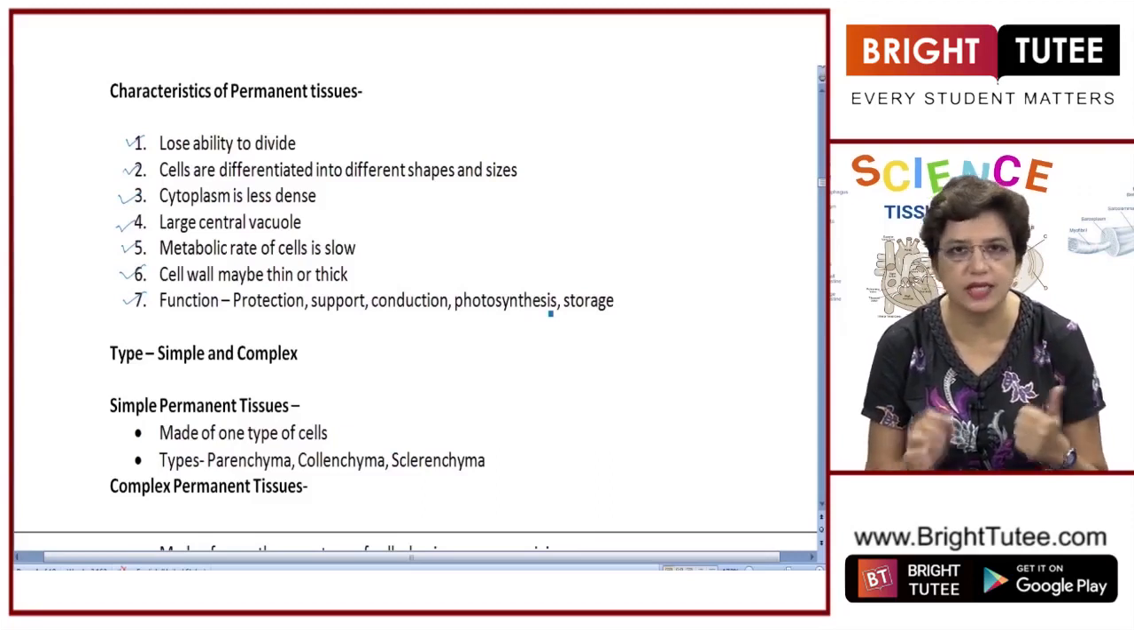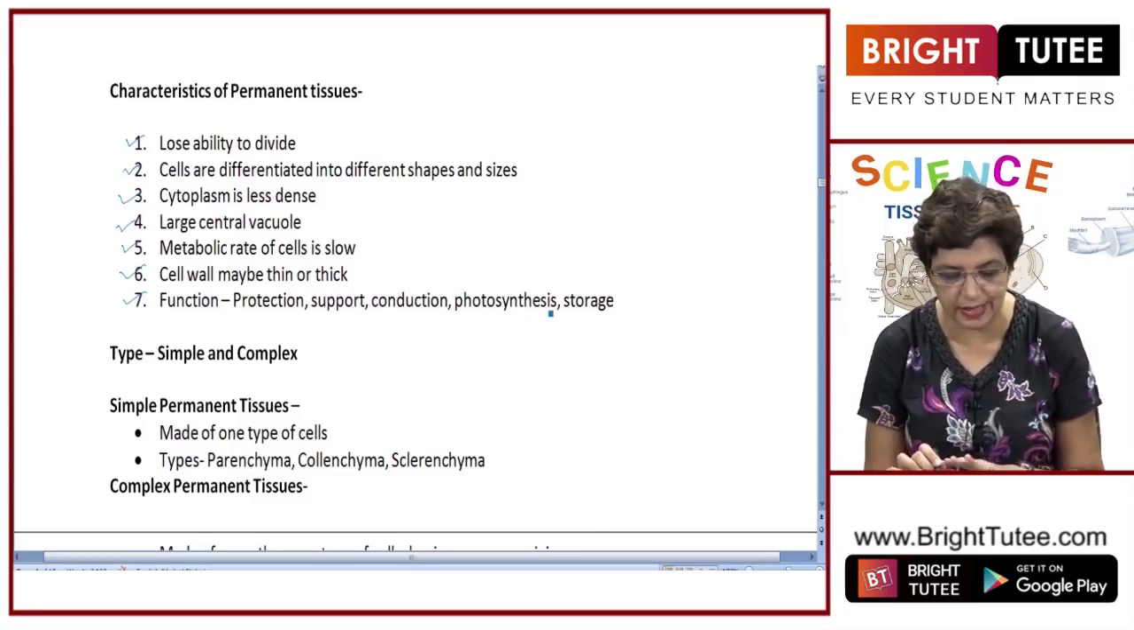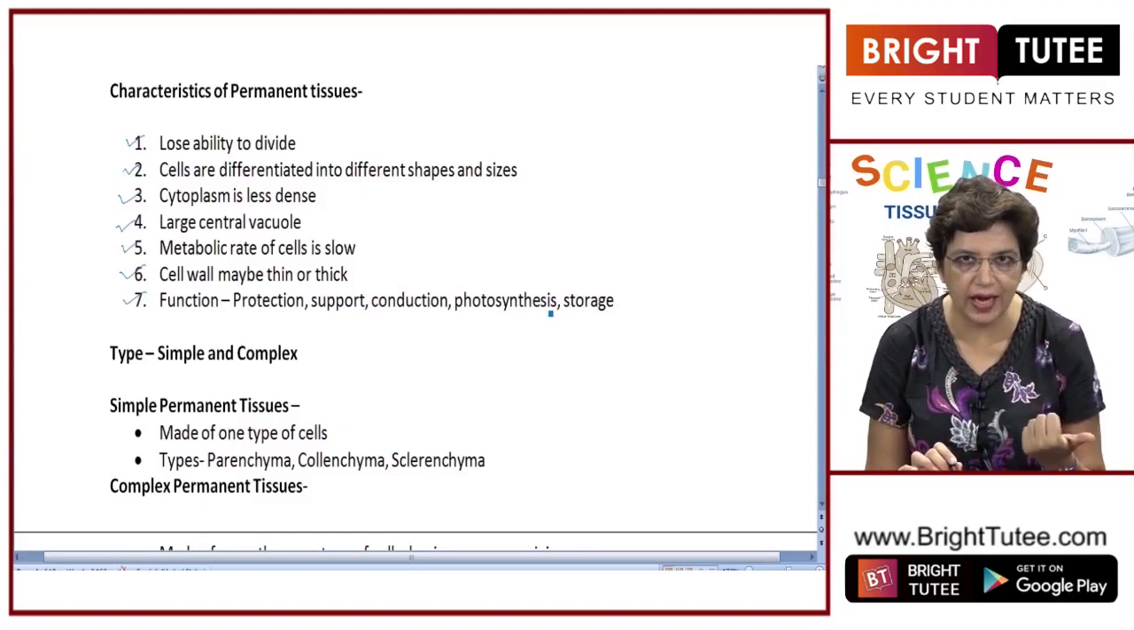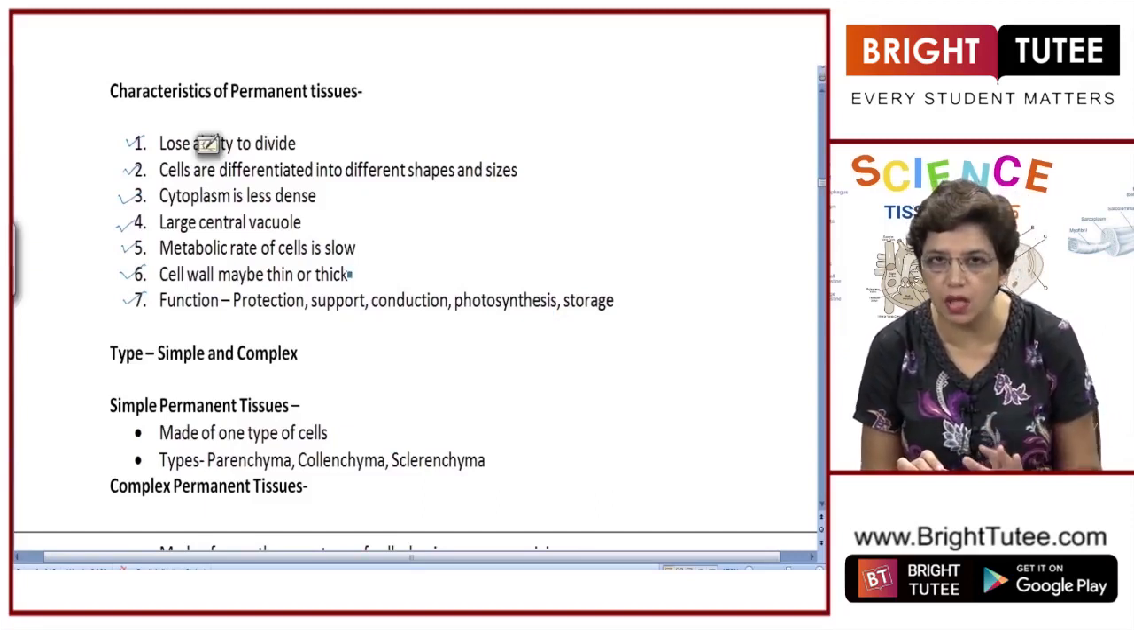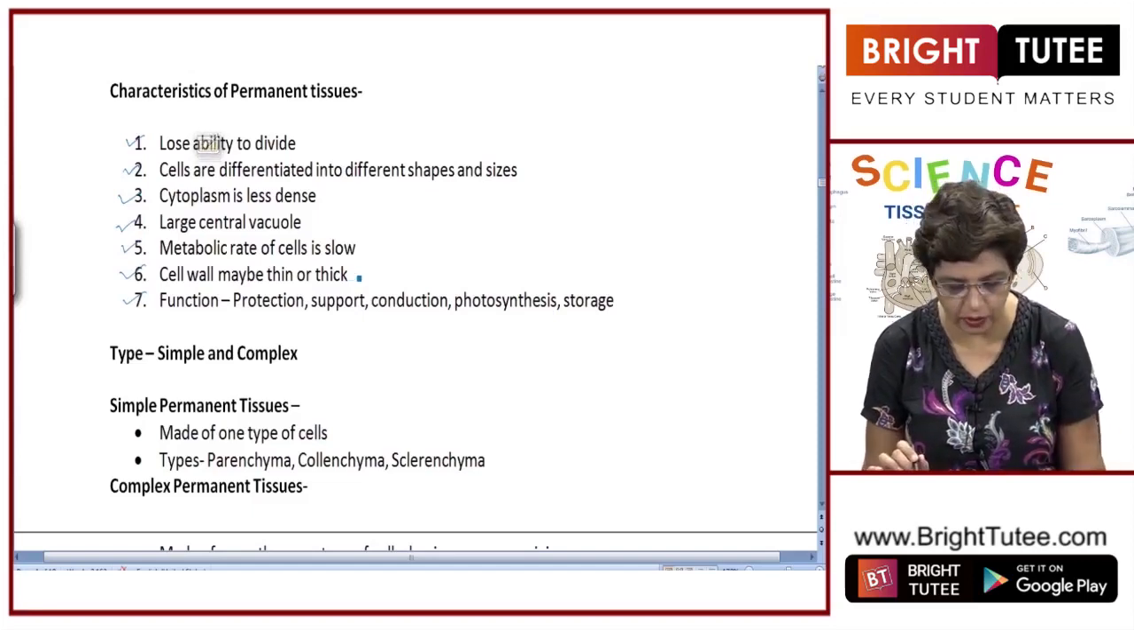In meristematic tissue the cytoplasm was dense. In this case, the cytoplasm is less dense. Meristematic cells are metabolically very active and lack vacuoles, while in this case, they are metabolically slow and have a large central vacuole.